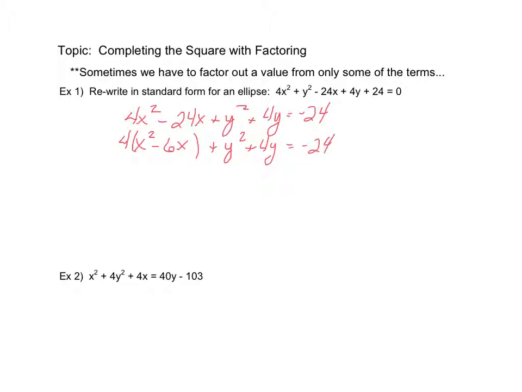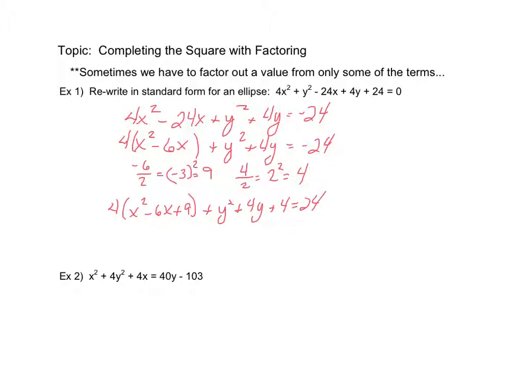Now I can go ahead and complete the square for my two different variables. Looking at my x variable, I'm going to take that negative 6, divide by 2, and square that result. Taking the 4 from my y term, dividing by 2, I get 2, and I square that result. So I'm going to add both a 9 here and a 4 here so that I will have those perfect squares, giving me 4 times x squared minus 6x plus 9 plus y squared plus 4y plus 4 equals negative 24.